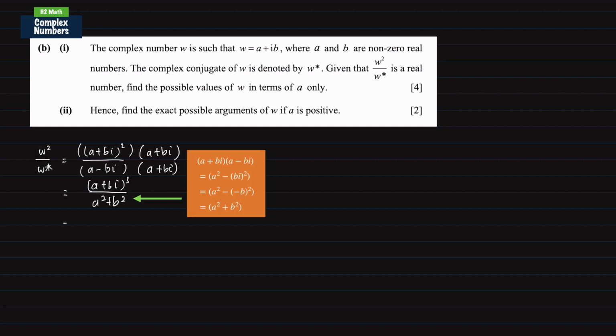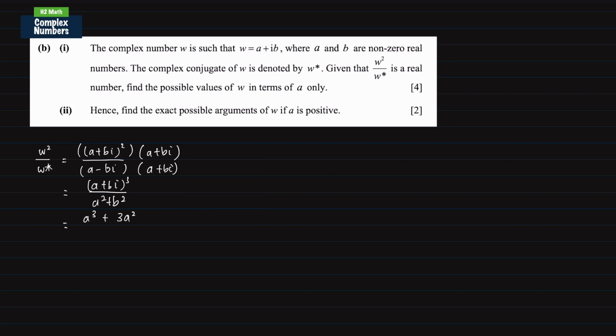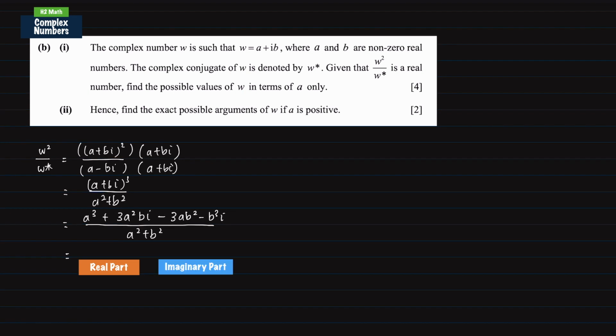Simplifying by using your binomial expansion, we will have a³ + 3a²bi - 3ab² - b³i over a² + b². Now let's try to group all the real part of the complex number together and the imaginary part of the complex number on one side. So this will give us a³ - 3ab² + (3a²b - b³)i over a² + b².